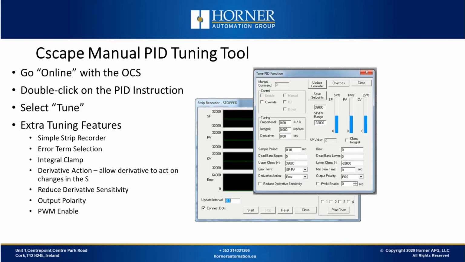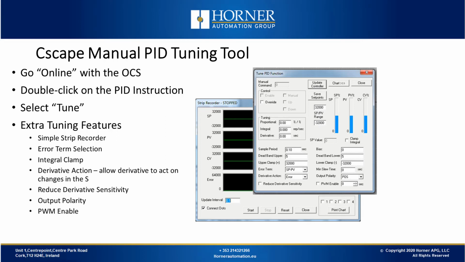Cscape has a PID tuning tool, or a PID tuning dialog box that you can utilize. It provides a computer-based user interface where you can make adjustments to your PID algorithm. You can adjust things like your sample period, you can monitor what's happening, you can see the current value of the set point, process variable, and control variable, you can adjust your clamps, all that sort of thing. It's a handy dialog that is used at runtime when you're online with the controller.